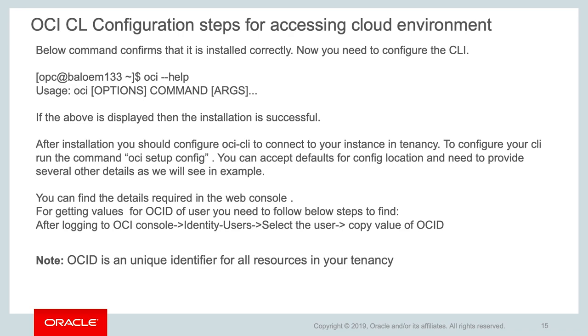So one of such things is getting the OCID of the user. And for finding that one, you will have to navigate to the OCI console. Then you will have to go to identity. Then under users, select the user for whom you are doing this setup and copy the value of the OCID. So if you know, the OCID is basically a unique identifier for all the resources in your tenancy. So whether it's a user or a database or any file, everything is going to have a different identifier that is known as OCID.